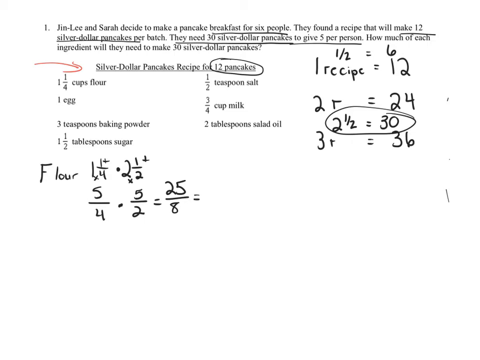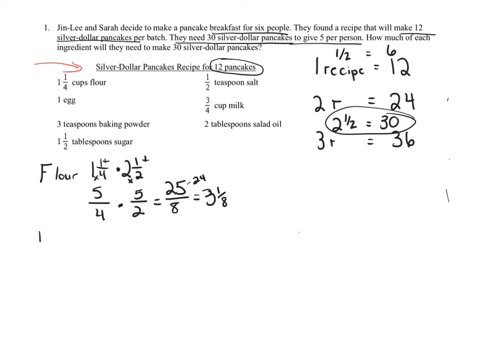But that is improper, so we simplify it. 8 goes into 25 3 times, with 1/8 left over, because 8 times 3 is 24, and you subtract the 24 from the 25. So for flour, it's 3 1/8.